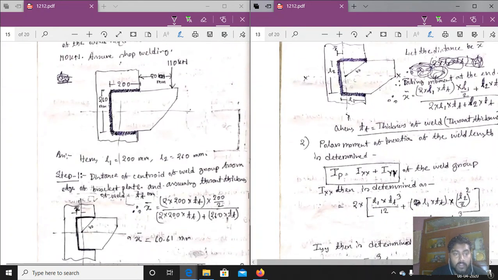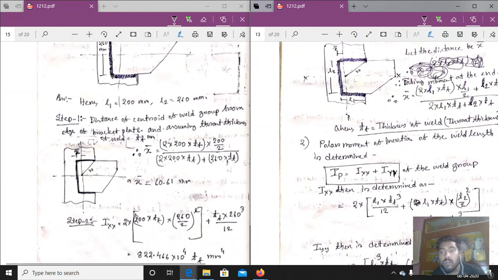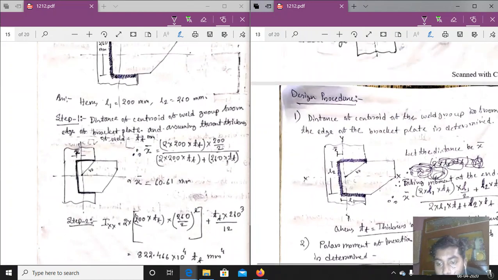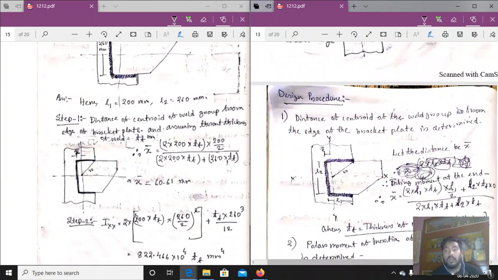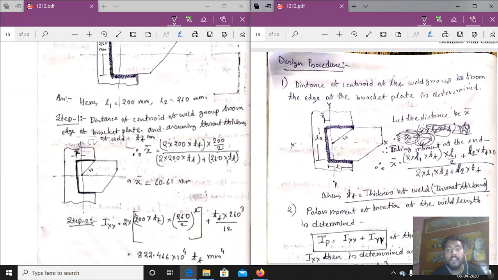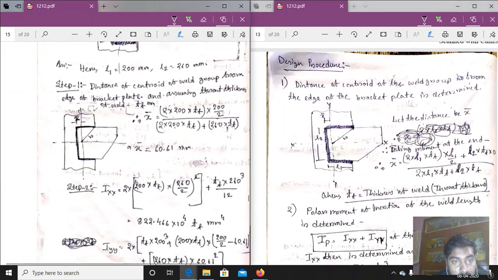Okay, so first, step number 1. What is step number 1? First, the distance of the centroid of the weld group from the edge of the bracket. So first the x value is to be determined. Now here that value will be 0. So putting all the values here, L1 into Tt by T2, Tt will be cancelled out. So x dash equals 60.61.